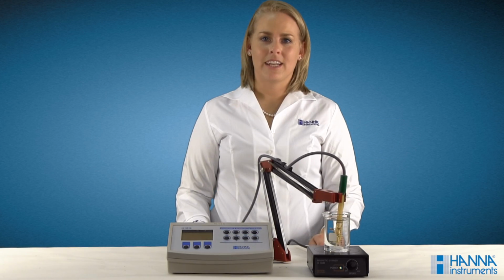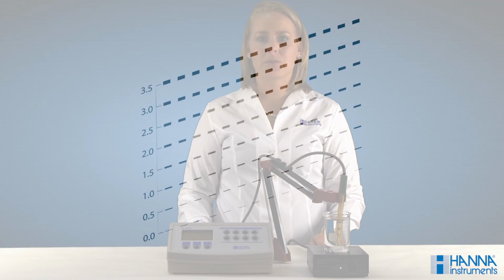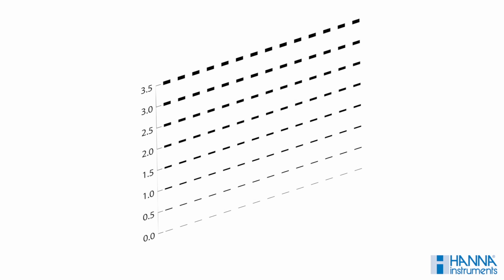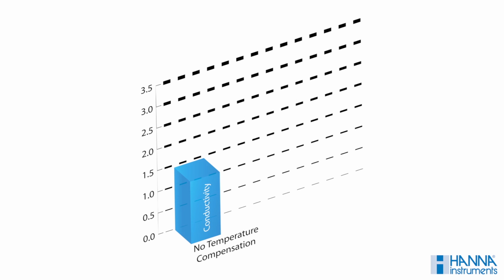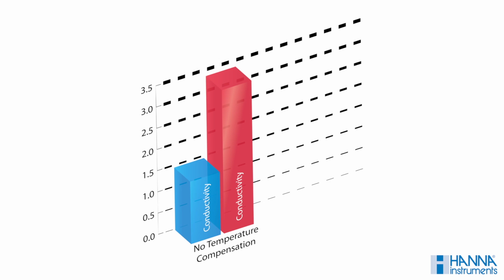Let's review what we learned today. First, we demonstrated actual conductivity by showing that a cold water sample has a lower conductivity than a hot water sample. This is because as temperature decreases, ionic mobility decreases, and this results in a decrease in the conductivity. The opposite is true for increasing temperature.